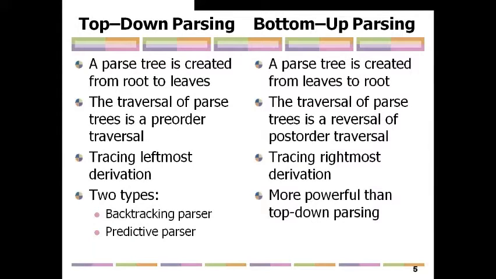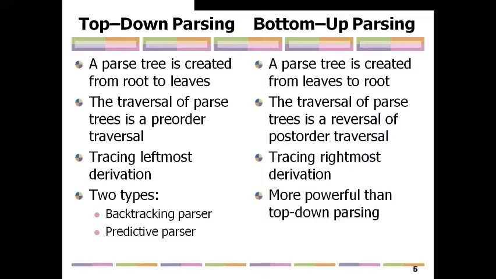Next, we are going to see the basic difference between top-down parsing and bottom-up parsing. In top-down parsing, the parse tree is generated from the root to the leaf. In bottom-up parsing, it is the reverse case: the parse tree is generated from the leaf to the root. So that is the main difference. Top-down parsing is top to bottom, that is from root to leaf, and bottom-up parsing is bottom to top, that is leaf to root.